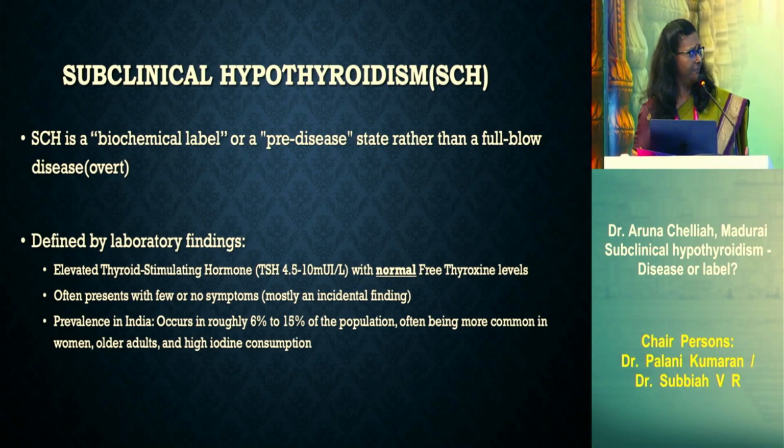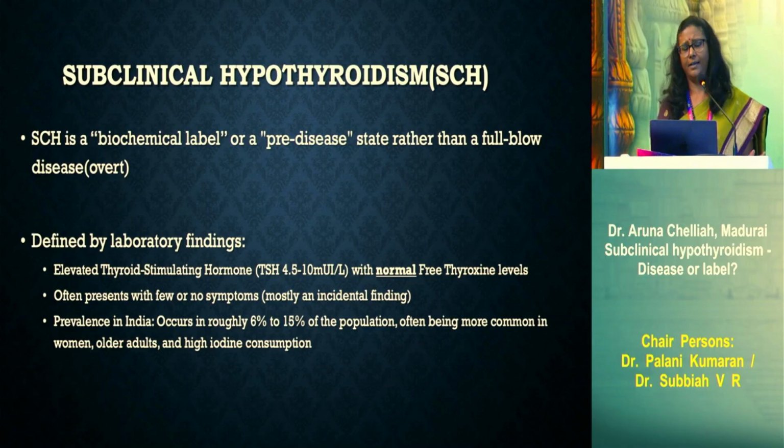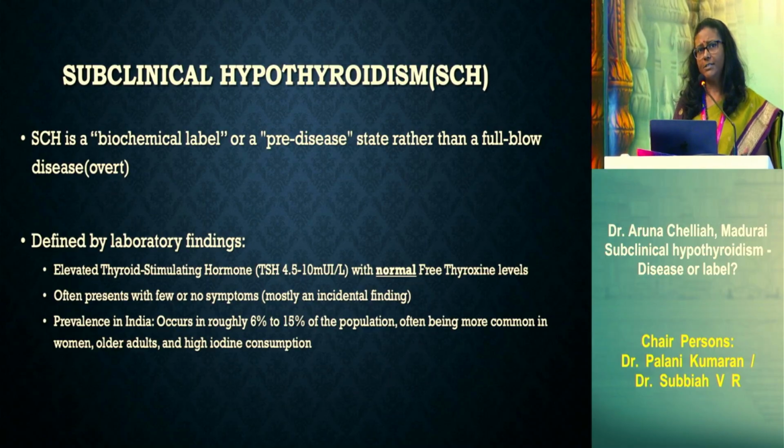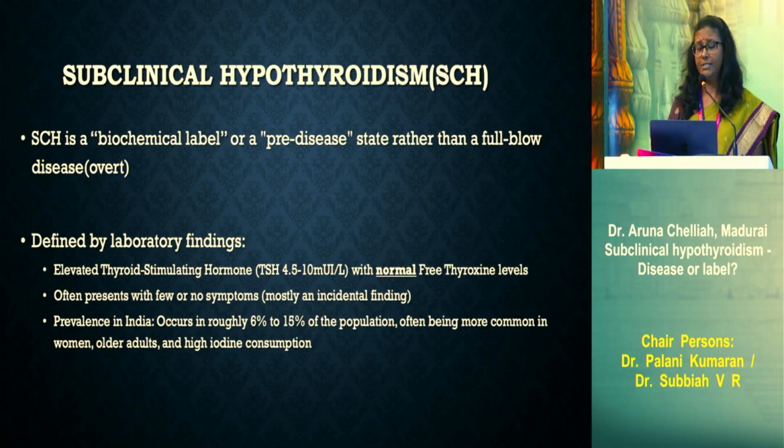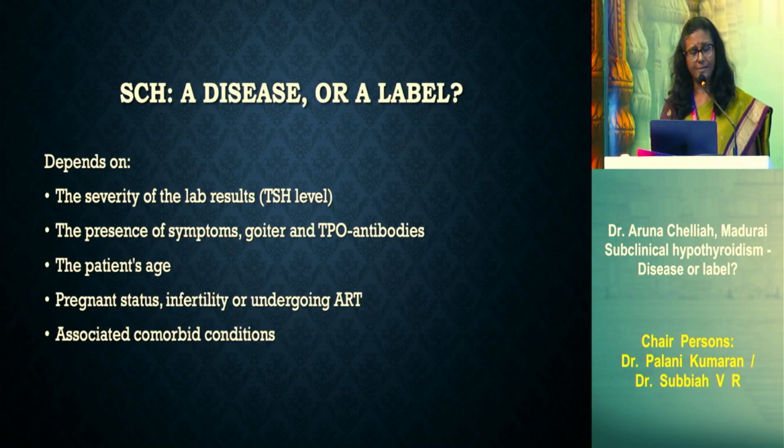Now, how is it defined? Defined by elevated thyroid stimulating hormone levels, anywhere between 4.5 to 10, and with normal free thyroxine levels. That's the definition. So elevated TSH with normal T4 levels. Often present with fewer or no symptoms. Mostly it's an incidental finding. Prevalence in India is about 6 to 15%. Often common in older women, older adults, and high iodine consumption areas.